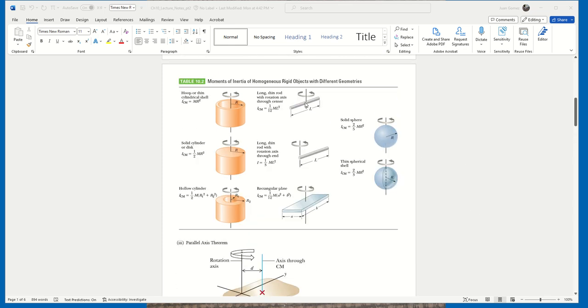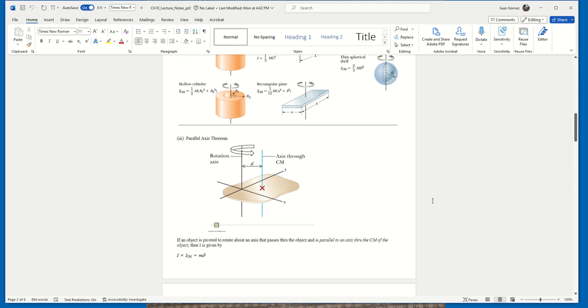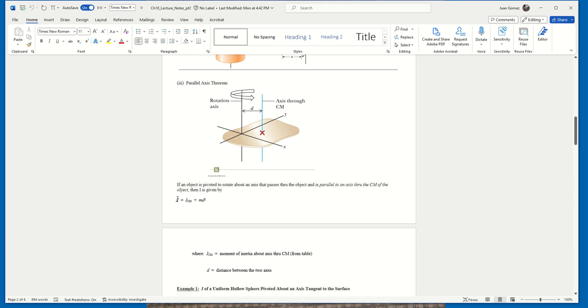In other words, like with the rod, instead of rotating it about a pivot that passes through the CM, I want to rotate it about a pivot that passes through one end. Notice the two axes are still parallel. Well, the formula is very simple. The formula is the moment of inertia is equal to the ICM plus md squared.